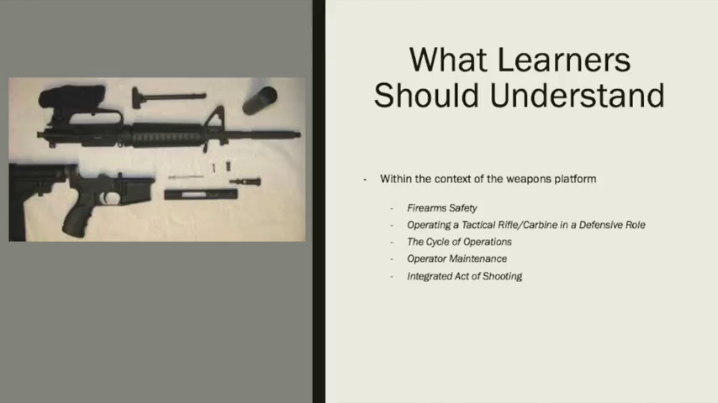that can move forward and expand into the further stages of meaning making and transfer. In the meaning-making stage, this is what learners should understand. In this course, it's what they will understand within the context of the weapons platform. The information at the meaning-making level specifically applies to the AR-15 weapons platform. Again, this is firearm safety, how to operate that tactical rifle or carbine in a defensive role, the cycle of operations or how the weapon works, operator maintenance, taking care of it, and the integrated act of shooting. Much of the information at this level is how to get the weapon to work for you and how to utilize it.